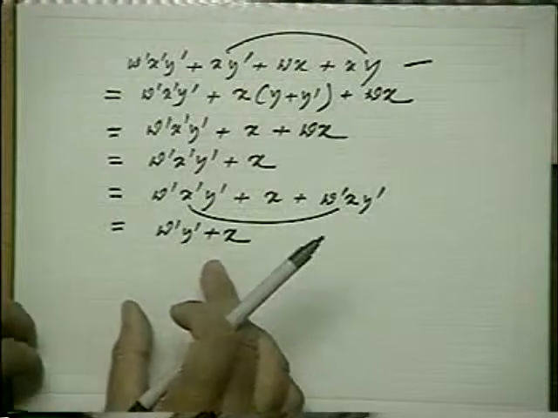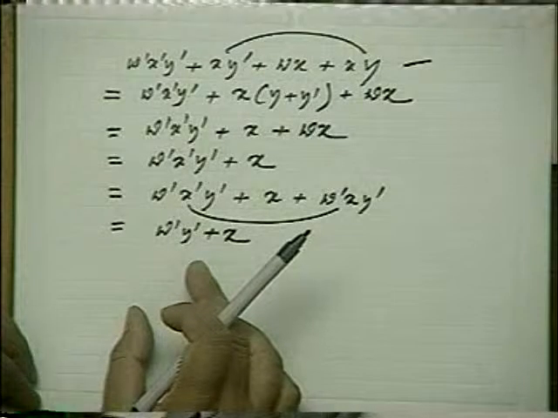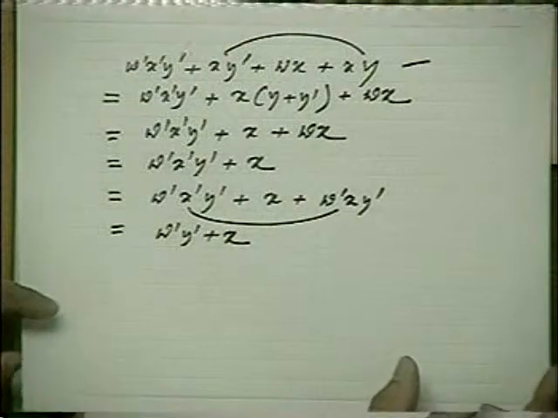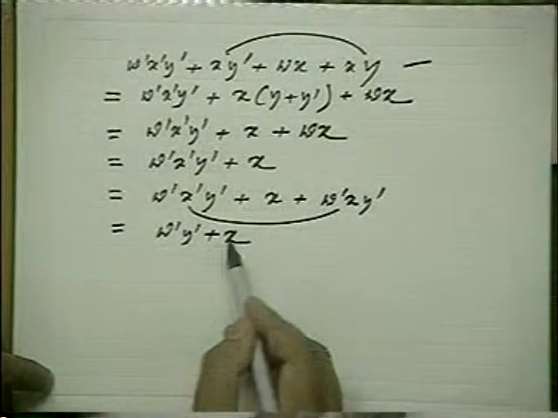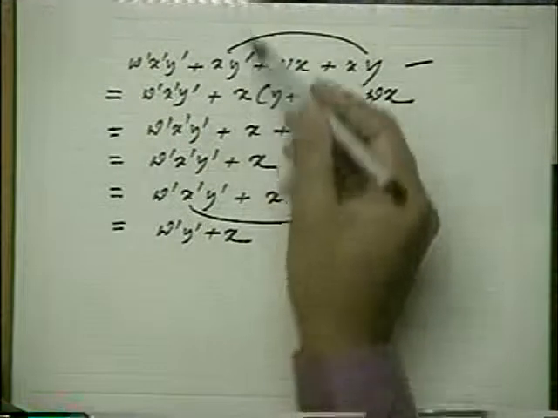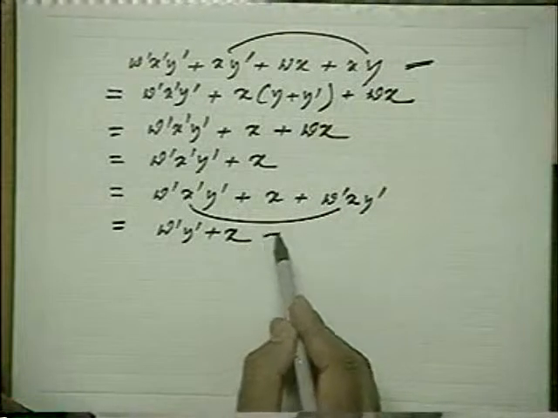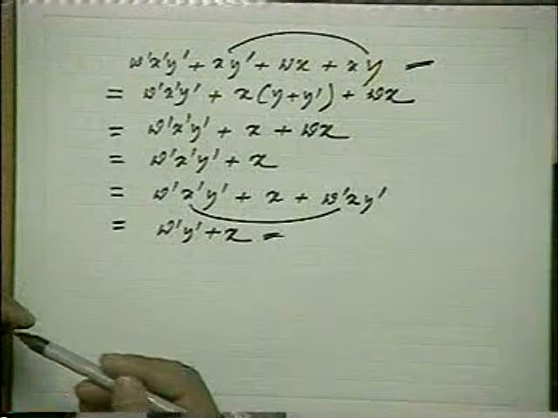Now, how do I prove the equivalence of these two expressions? I can prove the equivalence of these two expressions once more by means of the truth table. You can draw the truth table of these two and verify yourself that the truth table corresponding to this and the truth table corresponding to this will be the same.